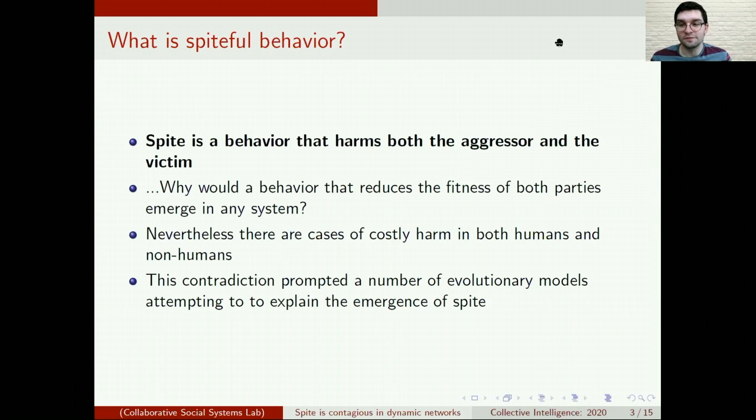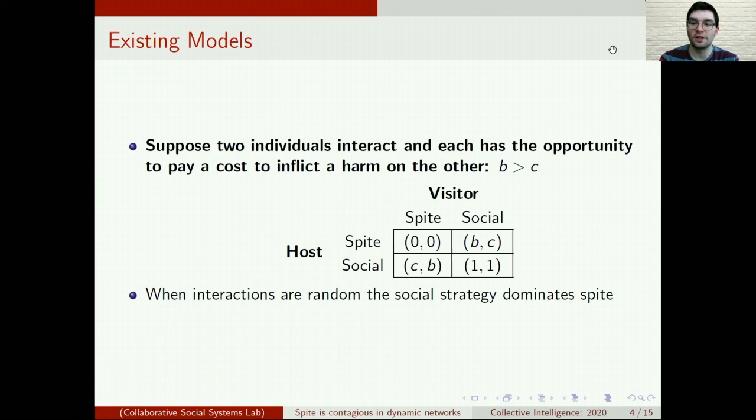And so this behavior that seems contradictory to our natural thinking on evolution has prompted a lot of models to try and explain why this behavior exists. The game setup you can use if you want to investigate this type of behavior has you suppose that two individuals interact and they have the opportunity to pay a cost to inflict a harm on the other. Under this payoff matrix you see below, if two spiteful agents interact, neither receives any payoff. But if a spiteful agent interacts with a social agent, the spiteful agent receives a payoff of B, which is higher than the social agent's payoff of C.